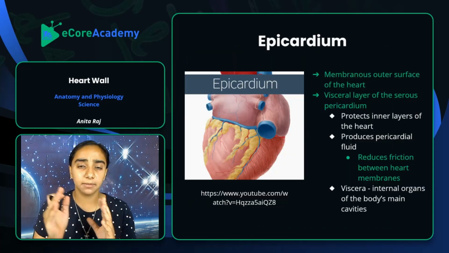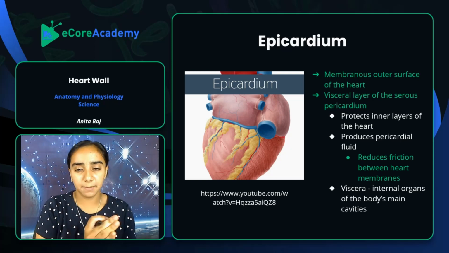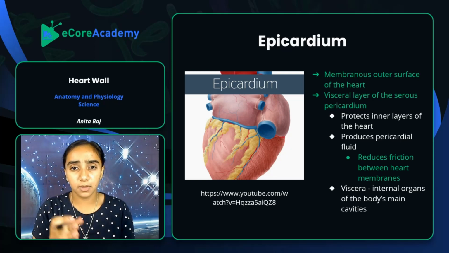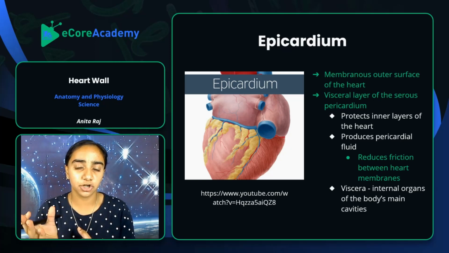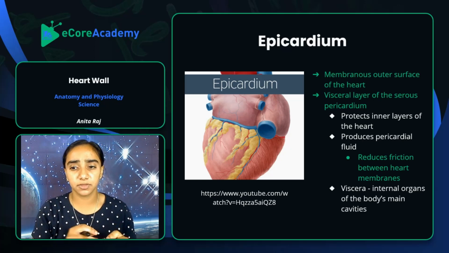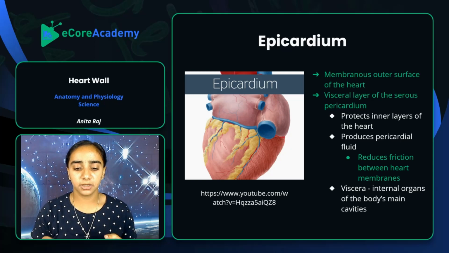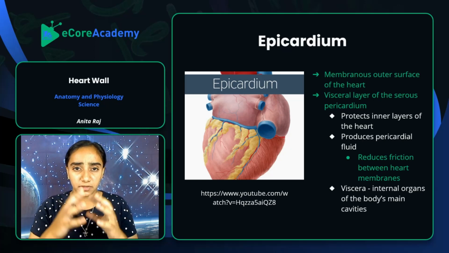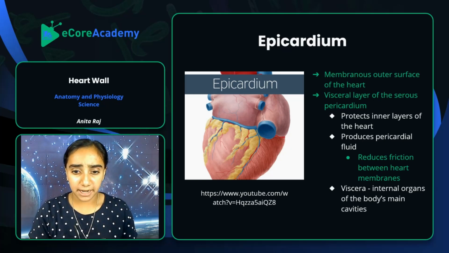Here we're going to be talking about each layer of the heart. First will be the epicardium, then the myocardium, then the endocardium, and then we'll finish it off by going over the fibrous skeleton of the heart. So let's begin with the epicardium. The epicardium is a membranous outer surface of the heart. It is a thin membranous sac. What does this mean? Well, the outermost layer of the heart is the pericardium.